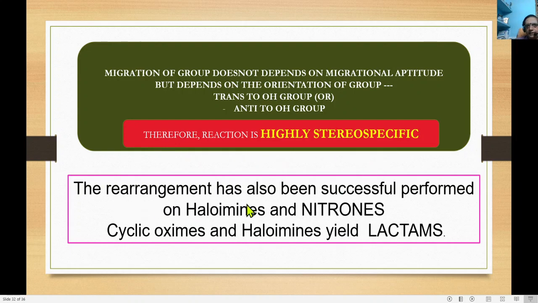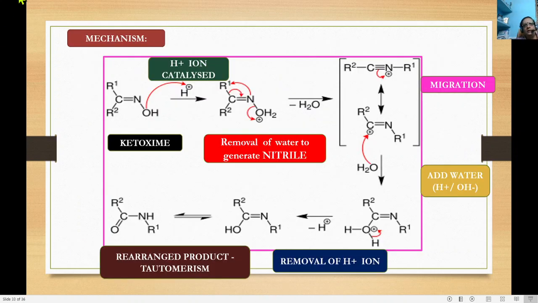The rearrangement reaction has also been successfully performed on haloimines and nitrones. Cyclic oximes and haloimines yield lactams. Now this is the mechanism in this slide. Ketoxime here.